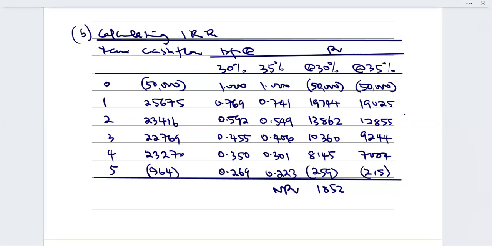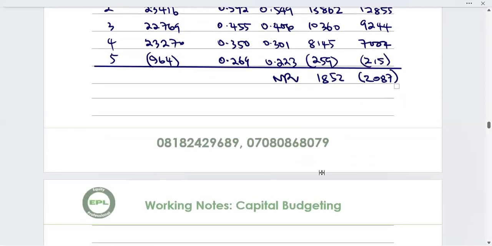Minus 2087. So we assume 30%. We got a positive NPV of 1852. Then we increased to 35%. And we got a negative NPV of 2087.